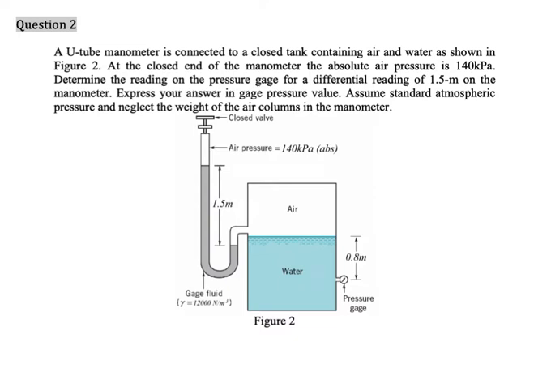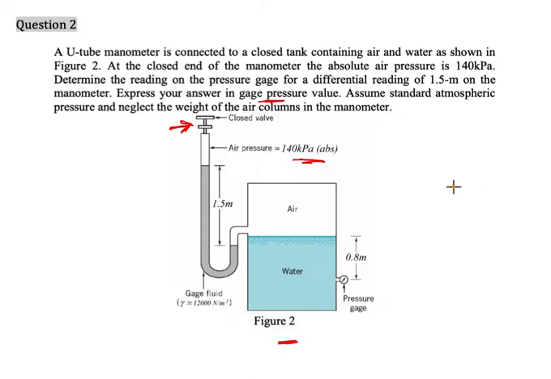Question 2. A U-tube manometer is connected to a closed tank containing air and water as shown in figure 2. At the closed end of the manometer here, the absolute air pressure is 140 kilopascal absolute. Determine the reading on the pressure gauge for a differential reading of 1.5 meter on the manometer. Express your answer in gauge pressure. Assume standard atmospheric pressure and neglect the weight of the air columns in the manometer.